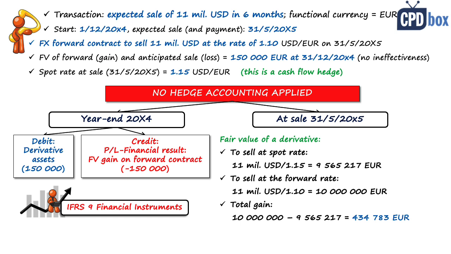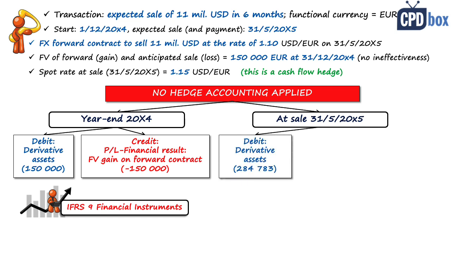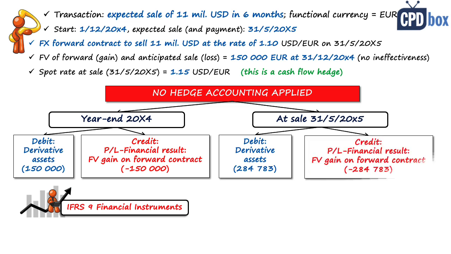which is 434,783 euros. But we have recognized a part of that gain of 150,000 in 20x4. So now we just recognize the difference of 284,783. We debit derivative assets with that amount and credit fair value gains in profit or loss.